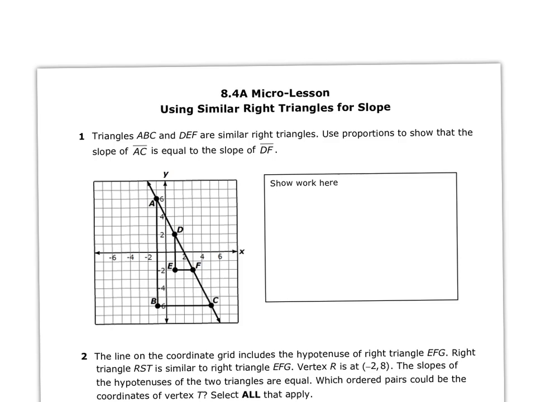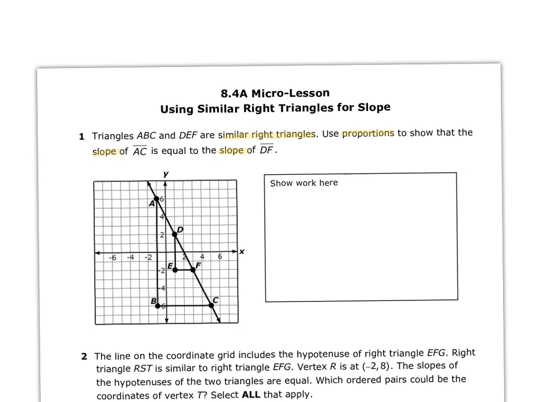Using similar right triangles for slope. Triangles ABC and DEF are similar right triangles. Use proportions to show that the slope of AC is equal to the slope of DF. This problem has so much academic vocabulary. We are talking about similar right triangles, we're talking about proportions, and we're talking about slope.